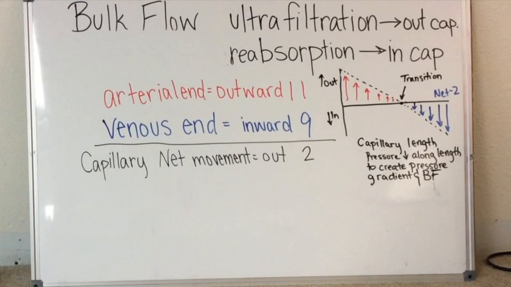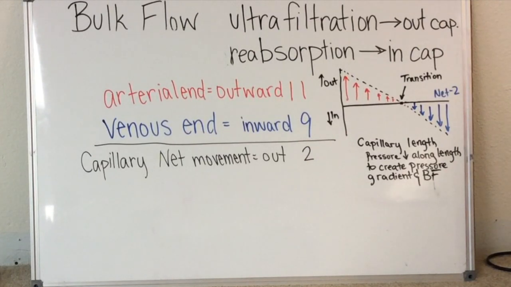What is the effect of the net movement that we see on both ends of the capillary? On the arterial end, we see an outward movement of 11 millimeters of mercury compared to 9 pulling fluid back into the capillary system on the venous end. This results in a net capillary movement of fluid of 2 millimeters of mercury out.